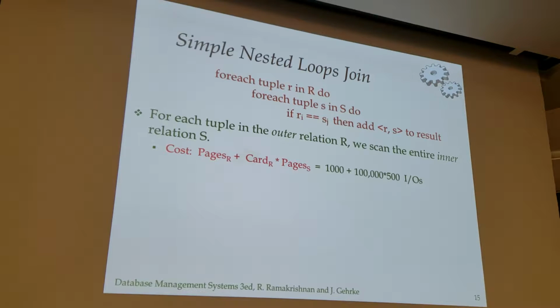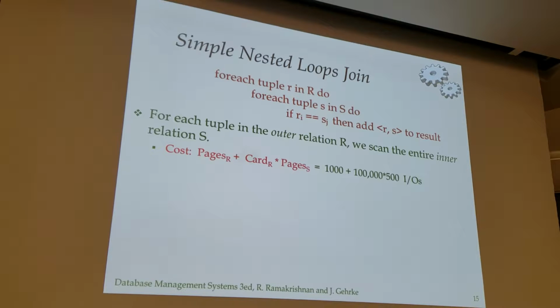That's really expensive. You'd have to go through basically touching every page, 1,000 pages in R to get the tuples on each page, and then for each of the 100,000 tuples inside R, you're going to be touching every single page inside S, and that really is a dreadful algorithm.